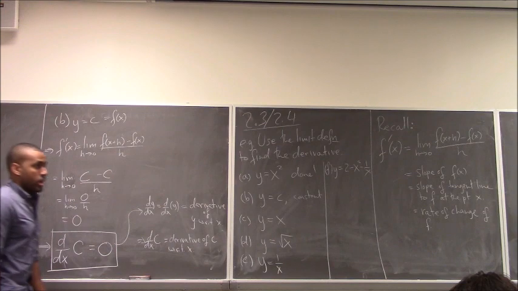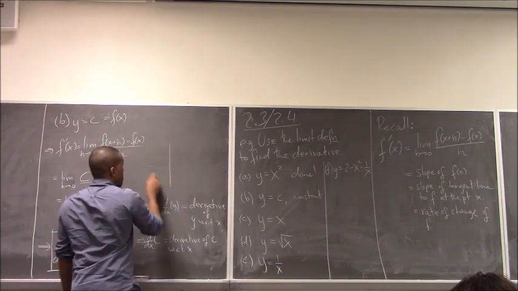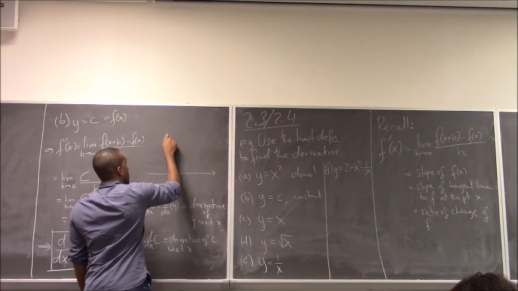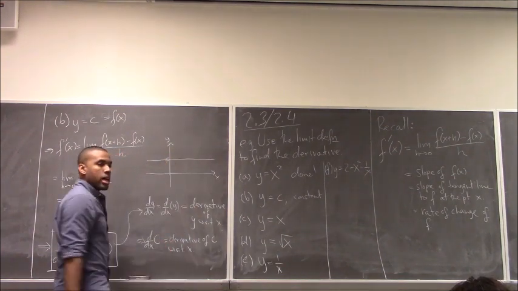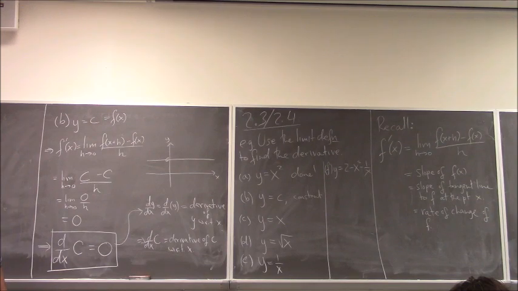Another way you can interpret that, based on our interpretation, is if you have a constant function, what does its graph look like? Well, it's going to be a horizontal line that passes through that number, right? And what's the slope of a horizontal line?